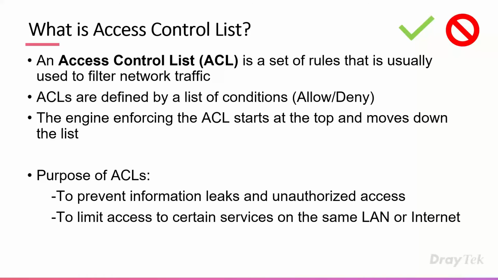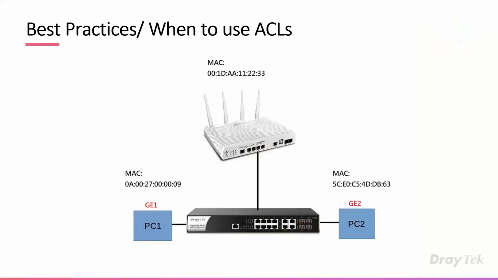And obviously, the purpose of ACLs is to prevent information leaks and unauthorized access of resources on key servers at home or at work, and to limit access to certain services on the same LAN or beyond that on the internet. For today's example, we will be using MAC address ACLs. However, the switch is capable of IPv4 and IPv6 ACLs and service-type ACLs, meaning that you can restrict or allow TCP ports as well.